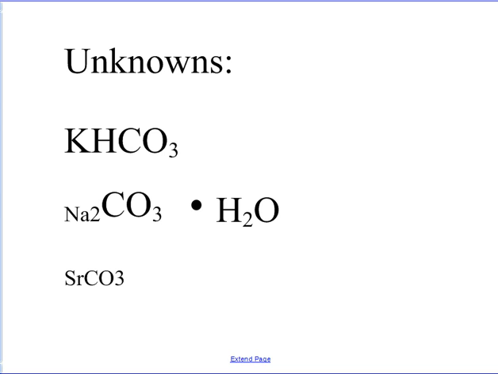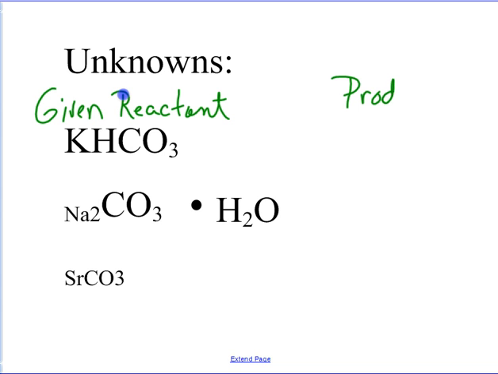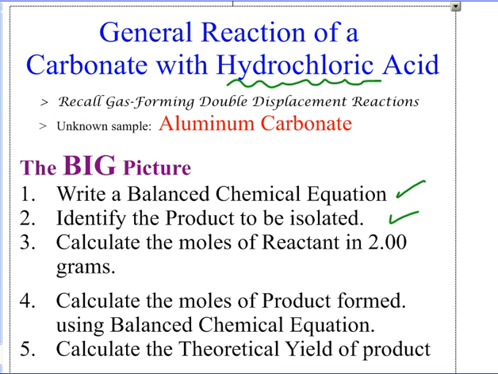So if you were to look at this here, this is the reactant. That will be your given. And so what is the product that you will actually isolate in each case? That's the goal. Okay? All right, so once you've identified the product to be isolated, the next step is to calculate the moles of reactant that are in 2 grams.